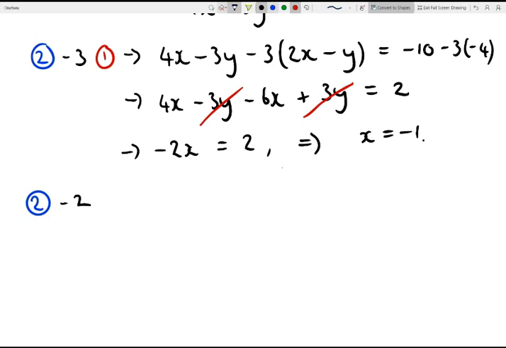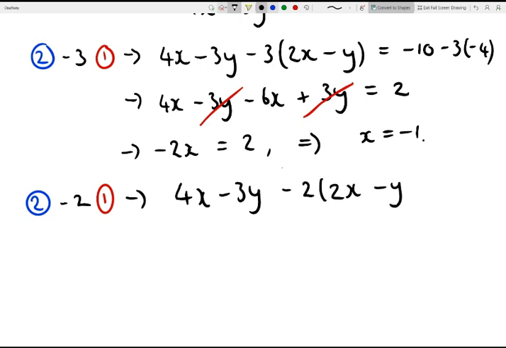Now if you want to eliminate the variable x, take equation 2, and we can take away 2 lots of equation 1. This gives us 4x minus 3y minus 2 times 2x minus y, which is equal to minus 10 minus 2 lots of minus 4.